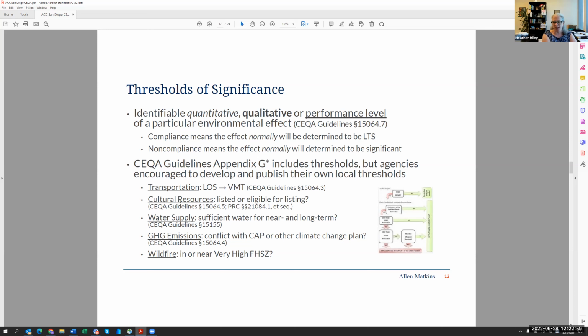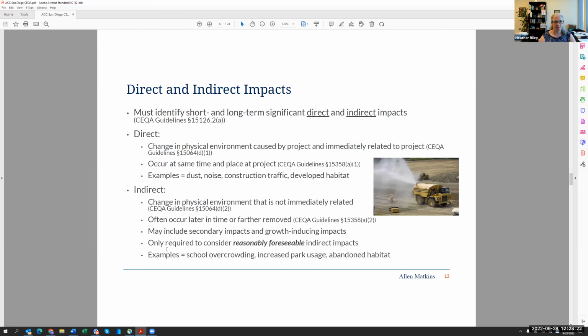Level of service was how we studied traffic forever and ever and ever until 2020. Now we study vehicle miles traveled. Cultural resources in Southern California, we have lots of tribal lands, lots of potential for finding unexpected information and data in our dirt. Water supply is always important in California, GHG emissions and wildfire.